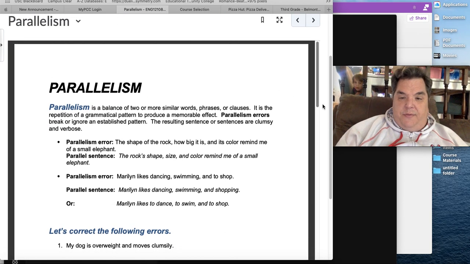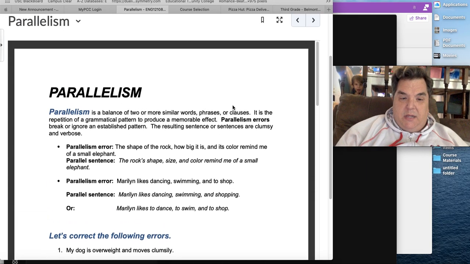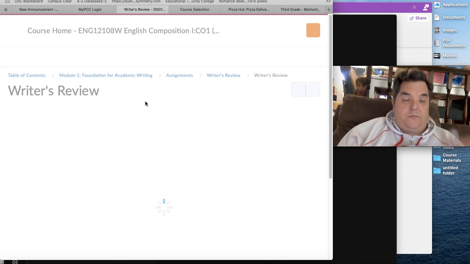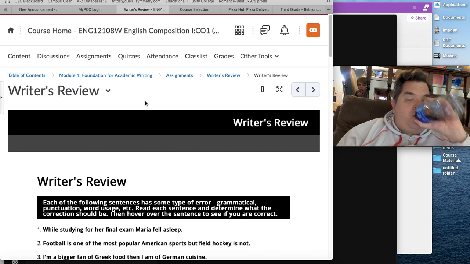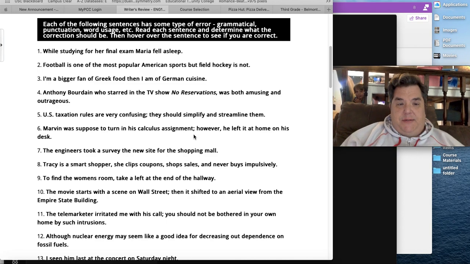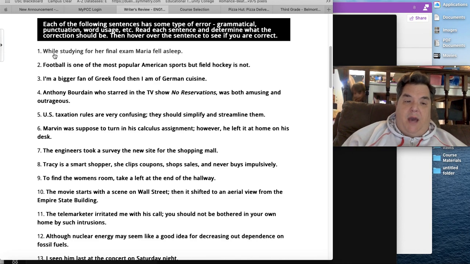Parallelism, this one is not something that needs to be turned in. I'd like you to take a look at it, and if you want to, you can do it. This one, you should definitely do this. Each of the following sentences has some kind of error. While studying for a final exam, Maria fell asleep. So for this one, there needs to be a comma in there.